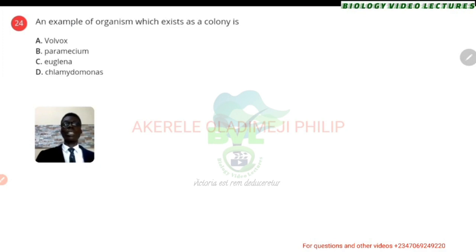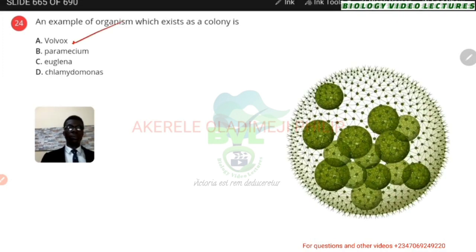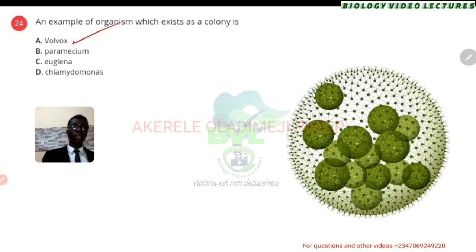An example of organism which exists as a colony, of course, is volvox. All right. So that's what volvox looks like there.